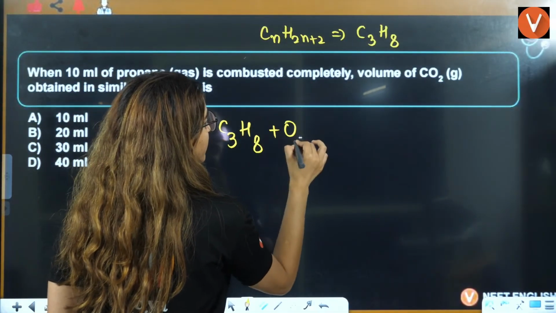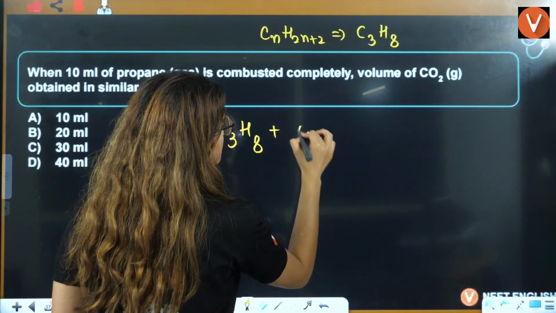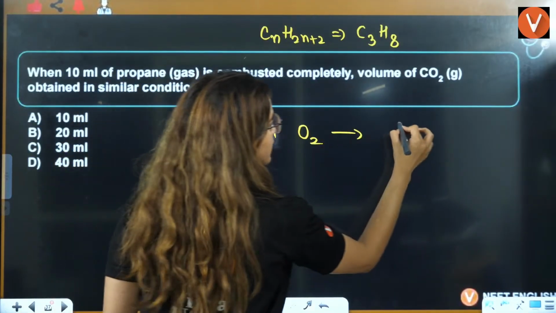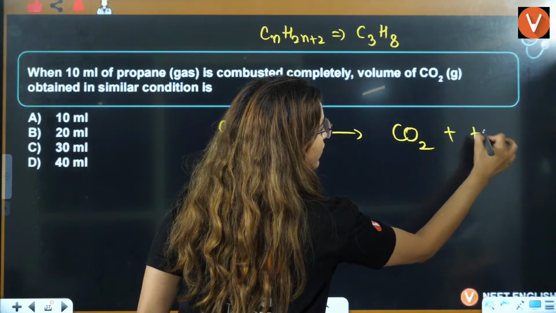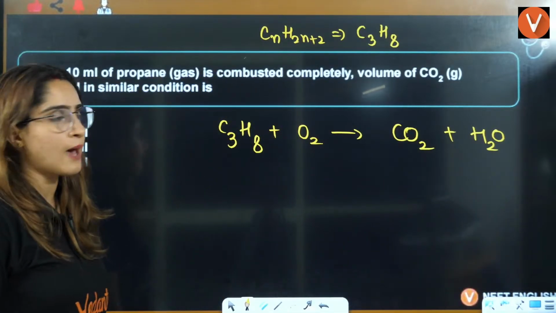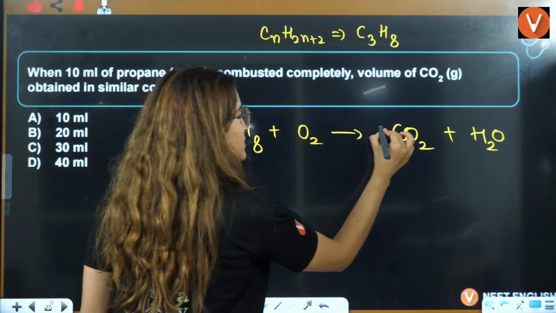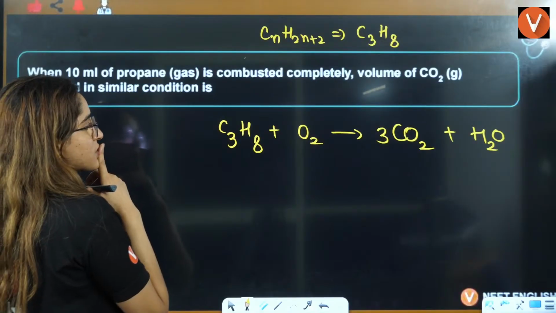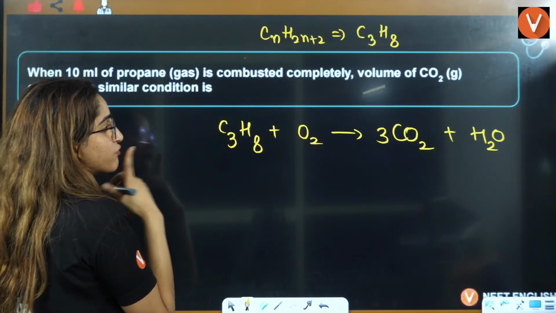That is combusted means oxygen, so you can write oxygen here, right? This will give you carbon dioxide and water. Always in combustion this happens. Carbon is 3, you will write 3 here. Hydrogen is 8, so you can write 4 there.